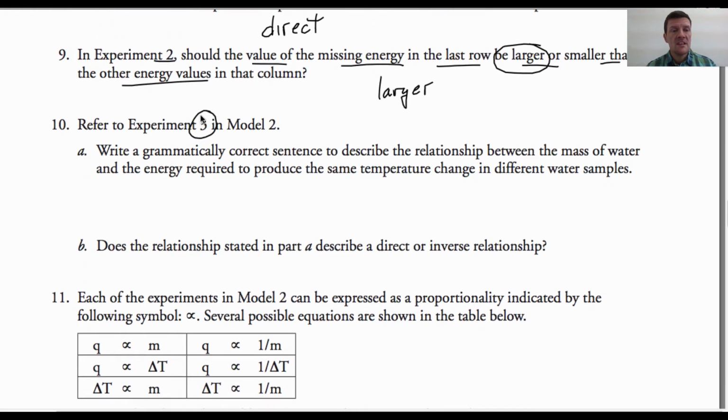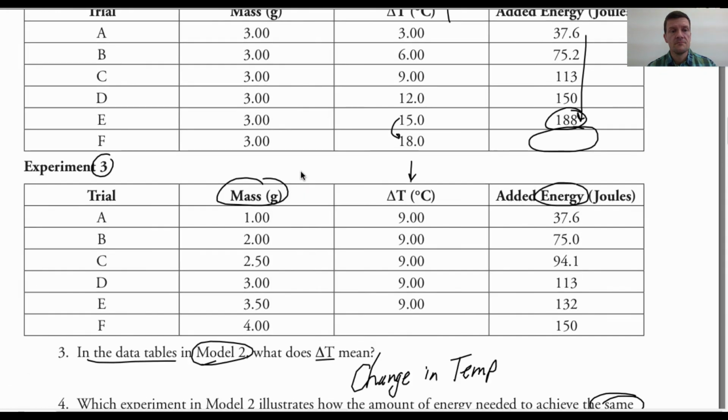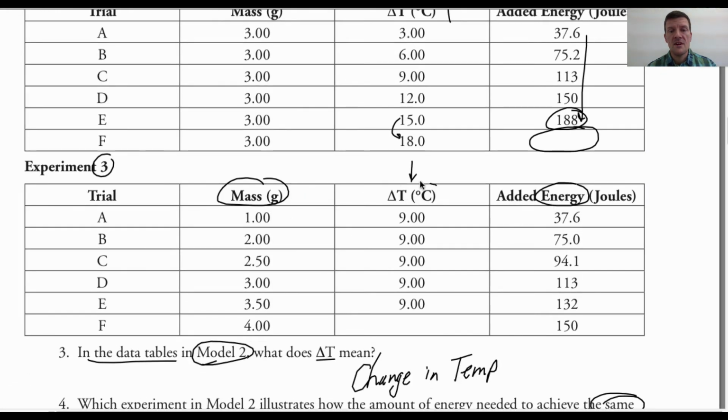And now we're going to look at experiment number 3. Write a grammatically correct sentence to describe the relationship between the mass of water and the energy, and this time temperature is not changing. So let's look back up at experiment number 3.